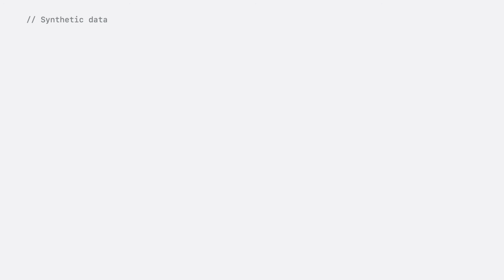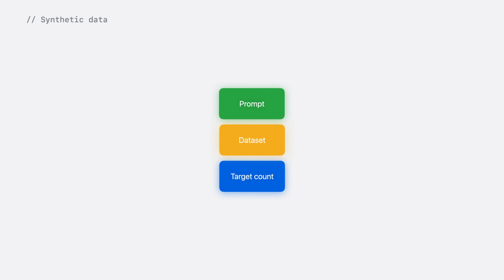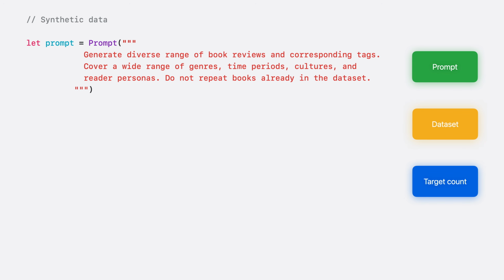We'll start simple. The Make Samples API requires 3 components: a prompt, a dataset, and a target count, which is the number of samples you'd like to synthetically generate, including the dataset you provide. Here, I've defined a prompt that asks the model to suggest more diverse book review samples. To write a well-defined prompt, consider what information the model may need in order to best understand the task and handle the range of inputs your users might provide.